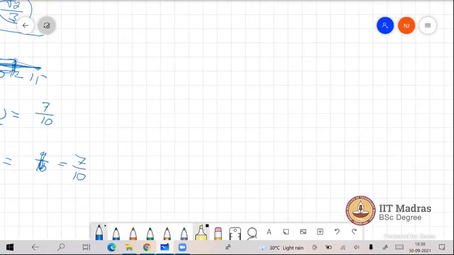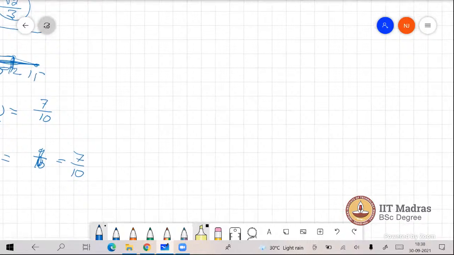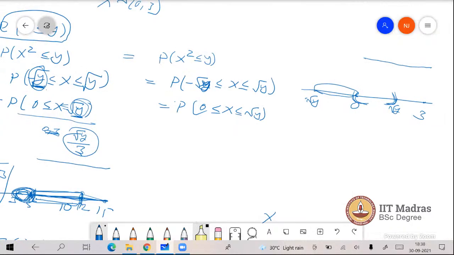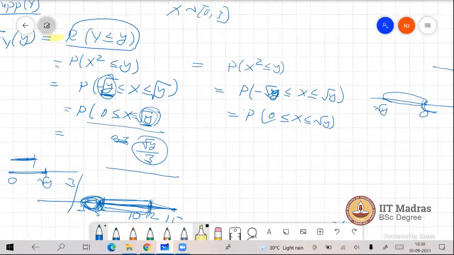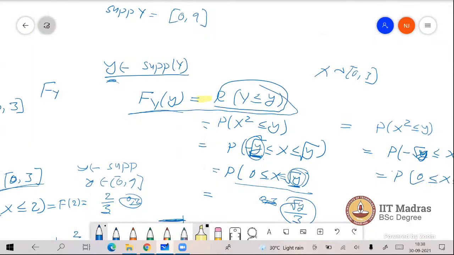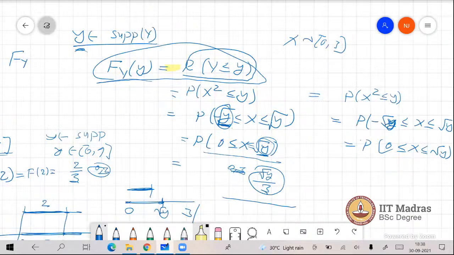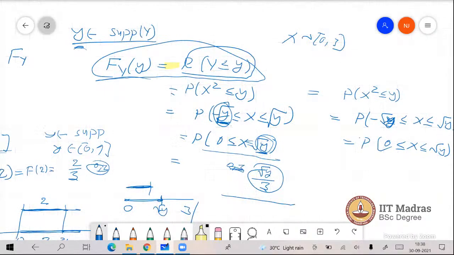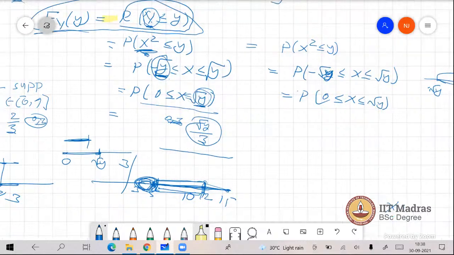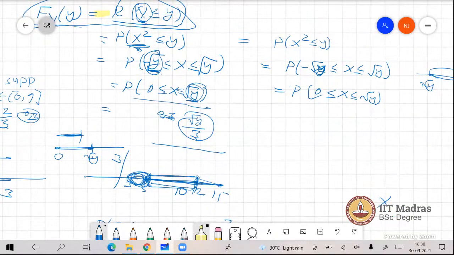So it is clear, right? Any doubts in this part? What I'm doing is, first, I'm finding the support of y. The second thing, I'm using the CDF definition and converting the definition of y to the definition of x, because what I have is the CDF or the PDF of x. That's why I'm converting the definition of y to the definition of x to find the probabilities. So this is the method, and this is applicable everywhere. It need not be monotonic and all. No condition is applied on this.